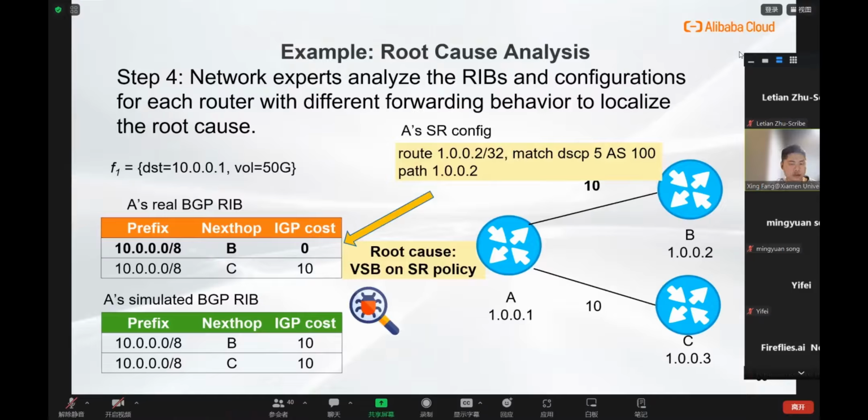So, why is the IGP cost to router B 0? Further investigation shows that router A has an SR policy for traffic destined to router B. The SR policy triggers a vendor-specific behavior. The router automatically sets the IGP cost to 0 for SR-enabled destinations, making A prefer the SR path to router B rather than performing ECMP as expected. This behavior does not exist on other vendors' devices, so it is identified as a vendor-specific behavior, or VSB. Once this was confirmed, the simulator was patched to correctly reproduce such cases.